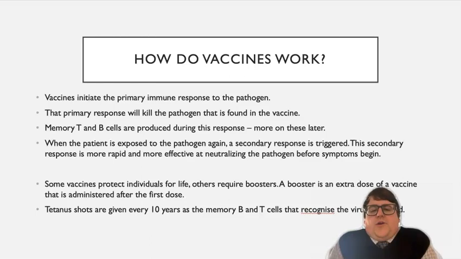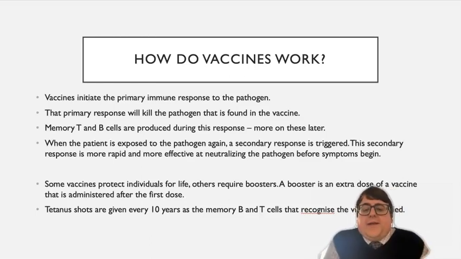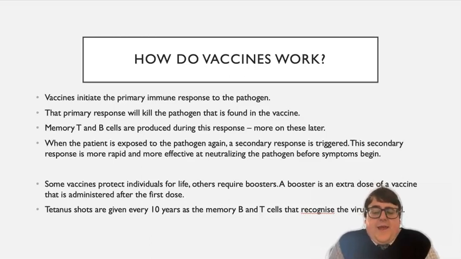Once your body has created those, if you're ever exposed to that pathogen again, you get a secondary response. Now that secondary response is much faster and more effective at neutralizing or killing off the pathogen before symptoms occur compared to that primary response. So by initiating that primary response from the vaccine, it makes that secondary response much faster. Now in terms of vaccines, some vaccines will protect individuals for life.